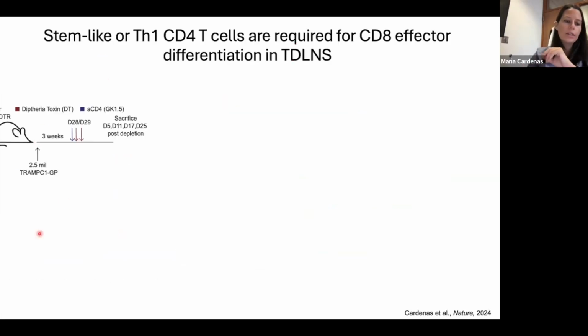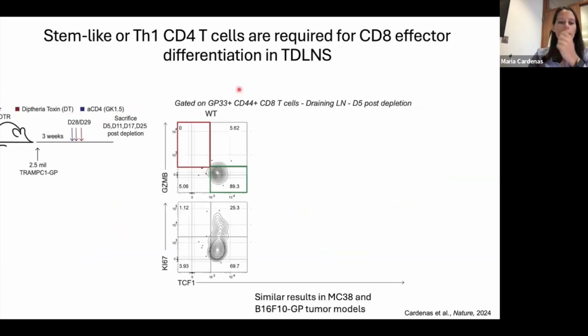Right, and so we did this experiment to try and address how conventional CD4s are helping the CD8 T cells. We inoculate FOXP3 DTR mice, we wait for 3 weeks for the tumor to be established, and we either deplete Tregs using diphtheria toxin, or we fully deplete all CD4s using our GK1.5 antibody. And what we can do is look at the antigen-specific CD8 T cells, particularly within the draining lymph node.